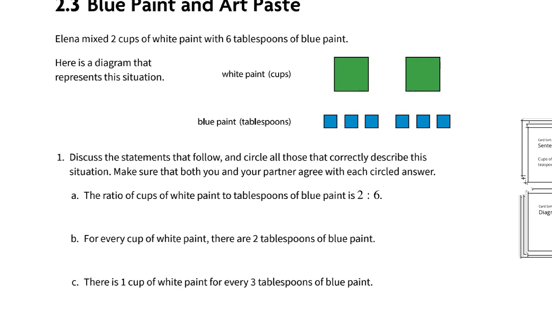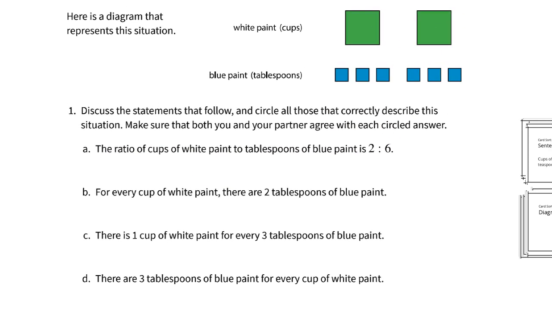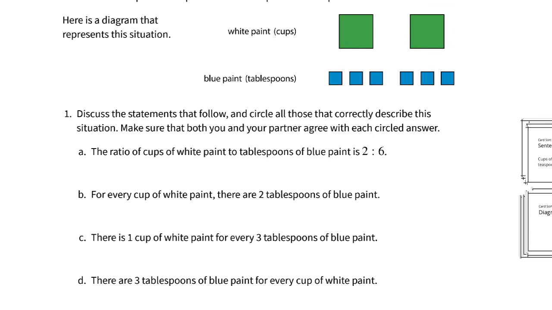Now, parents and teachers, we've got just a ton of stuff that we want our students to start discussing. Again, we're practicing our academic language, and that's the point of all of this. So students are going to work in teams and partners probably. That's probably best practice. And make sure they both agree. So the ratio of cups of white to tablespoons of blue is 2-6. And we're going to say, yes, that is correct, because we can see that there are 2 things representing the white paint and 6 things representing the blue paint. So do we agree? Yes, we agree.